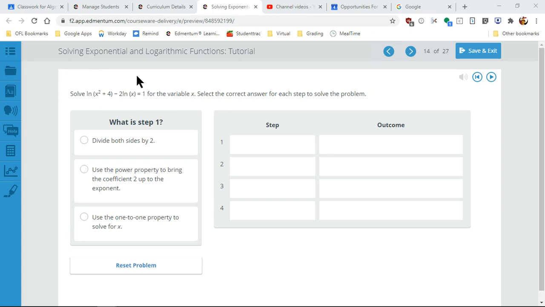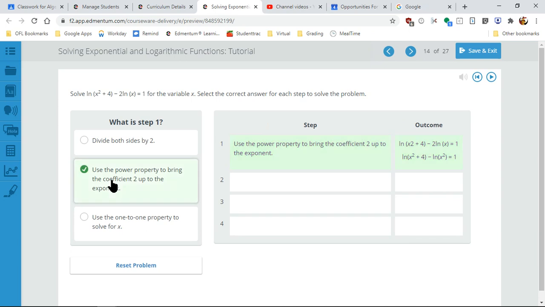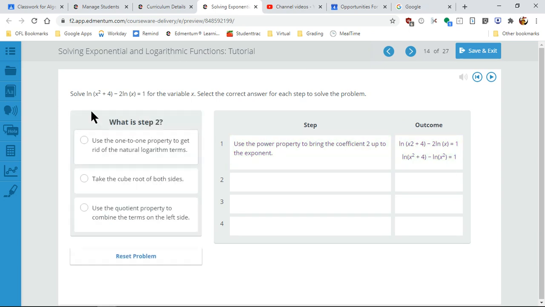All right. So when we're solving this, the first thing we want to do is make this into the exponent. So we're going to use this to do the exponent rule. In order to do that, we would use the one-to-one property, but we can't do that yet. So we're going to use the power rule to do that.